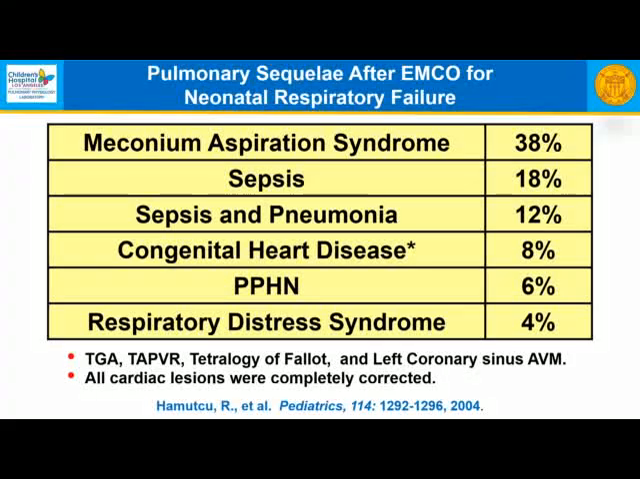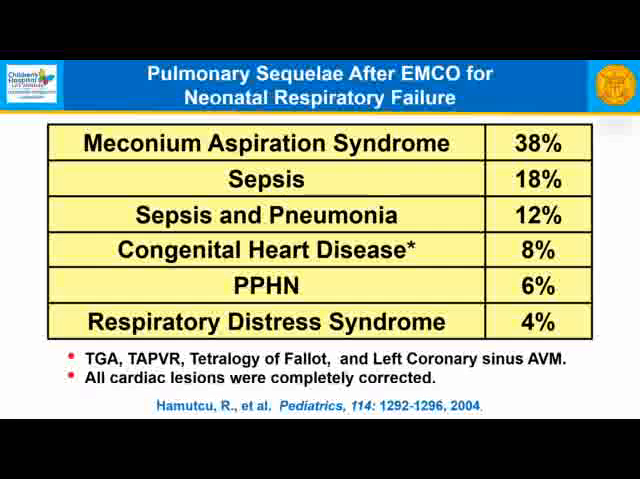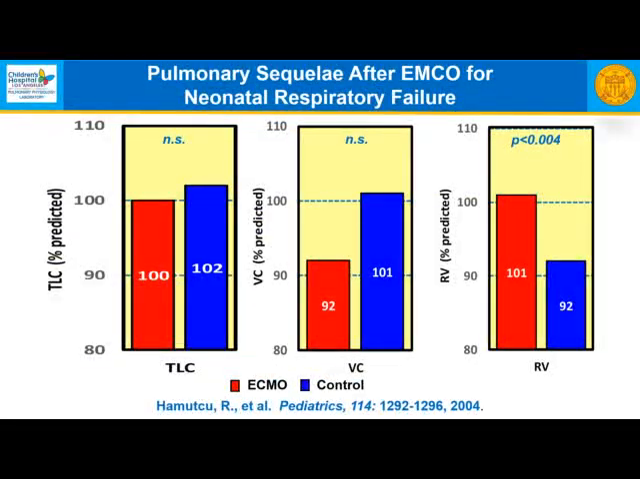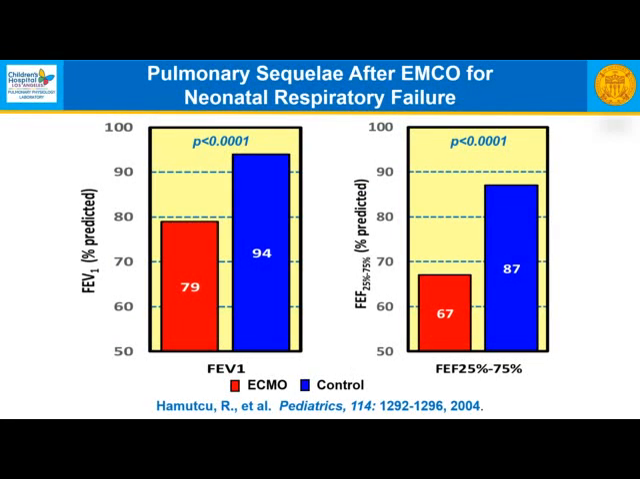By the time of Dr. Hamuchu's study, all of the cardiac lesions had been completely corrected. Total lung capacity not different, vital capacity not different, hyperinflation, seen a pattern here. Flow rates decreased.